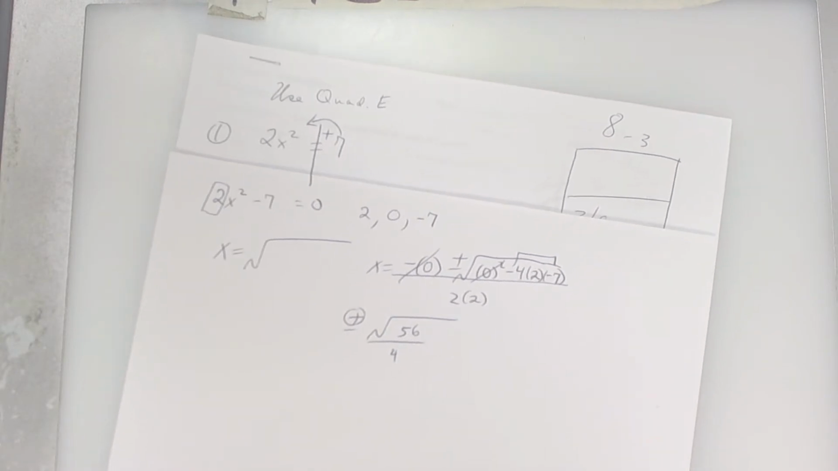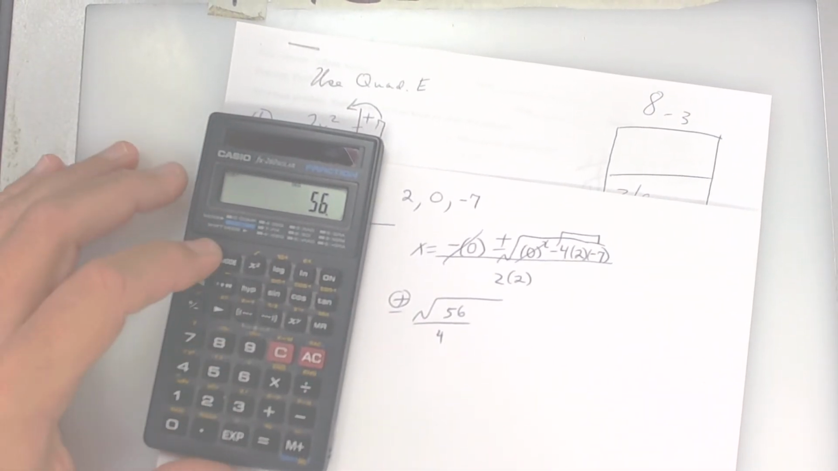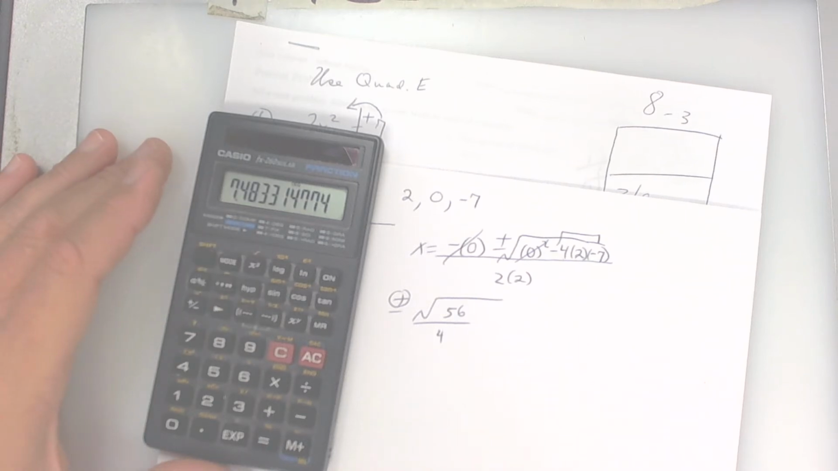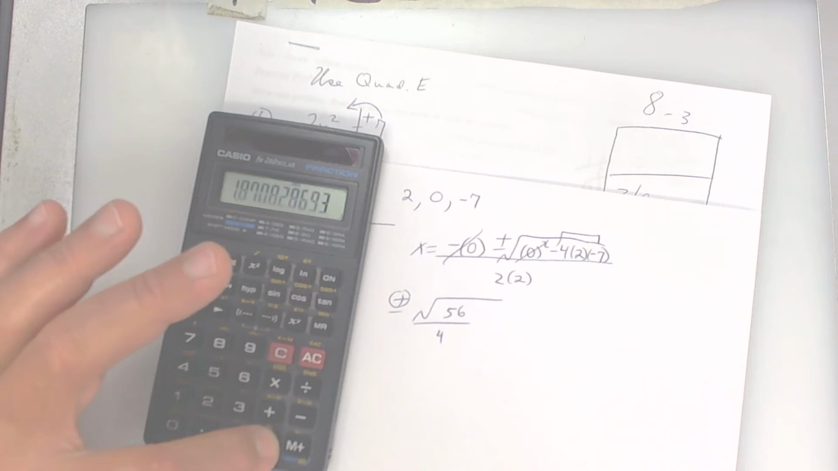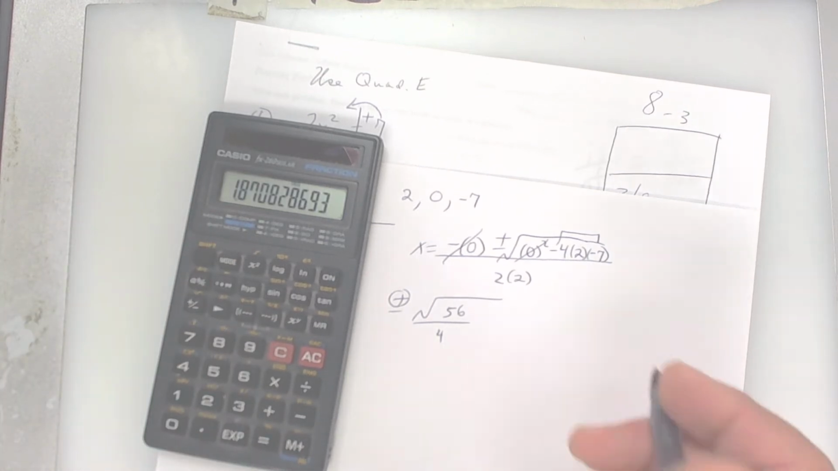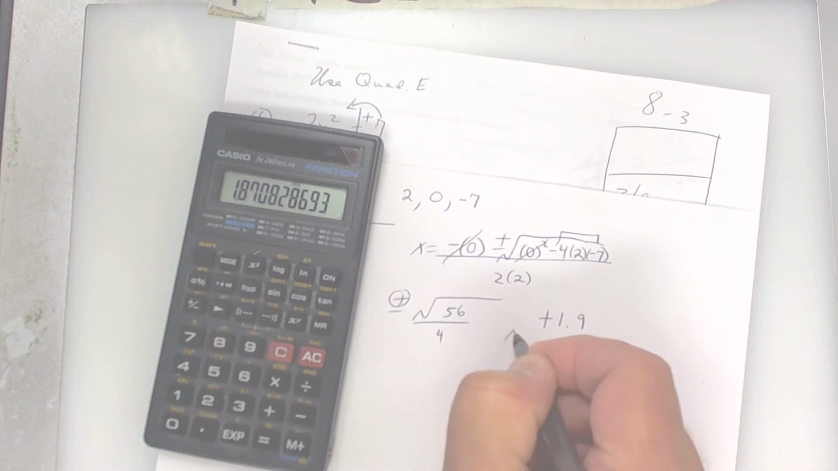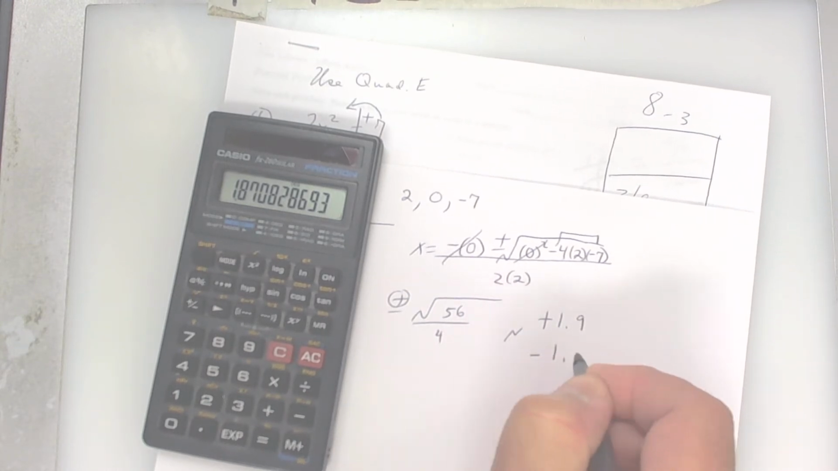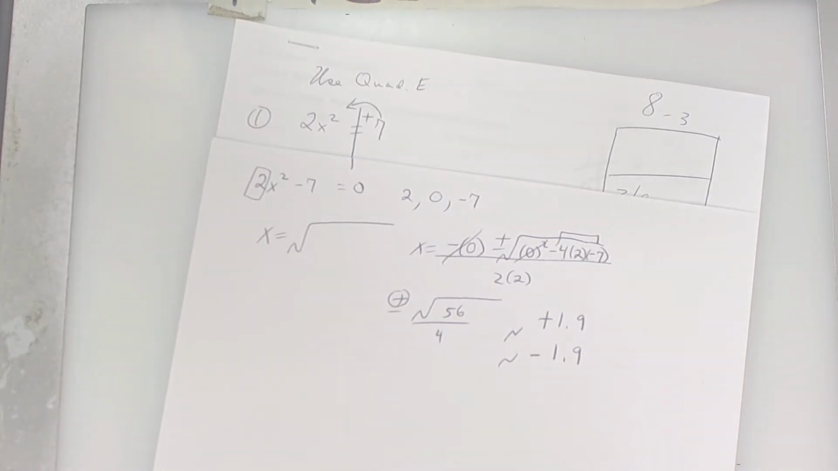Let's see what that's going to be. So the square root of 56 is that, and then you're going to divide by 4, and when you do, you're going to get a plus 1.9 and a minus 1.9, and those are your two answers, and that's how you work that. All right, let's move on.